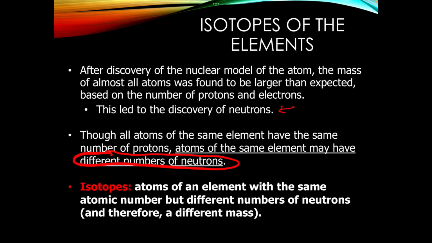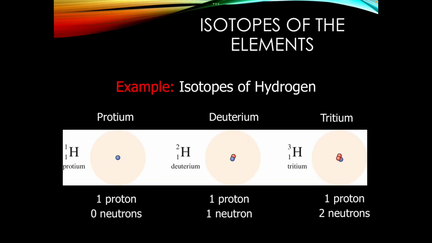And so if they have different numbers of neutrons, that means they are going to have different masses. Okay, and so these atoms that have the same atomic number but a different mass are called isotopes. And I want you to know this term. Atoms of the same element, different numbers of neutrons, therefore a different mass.